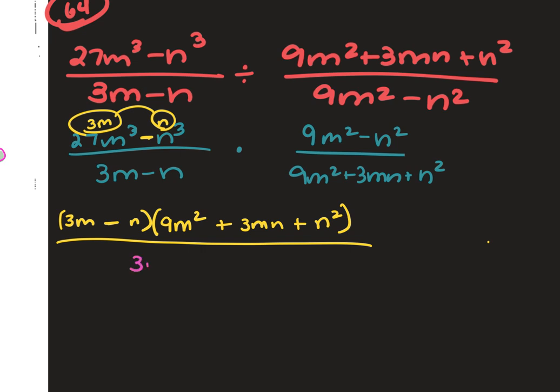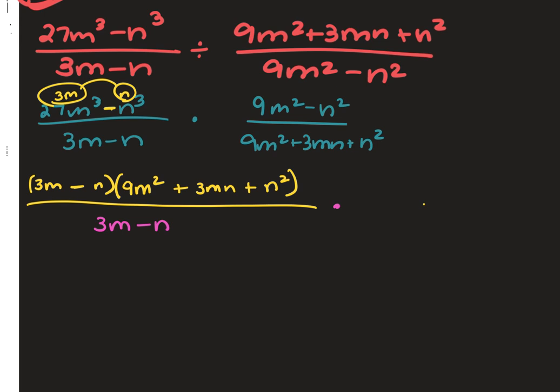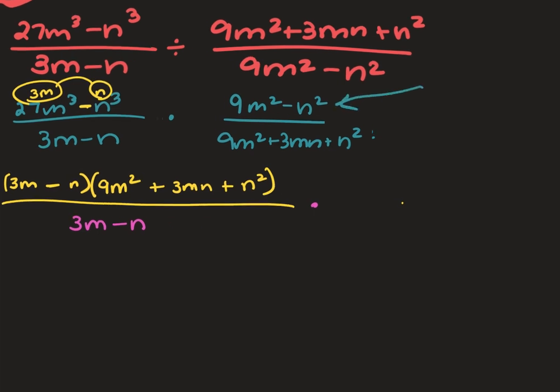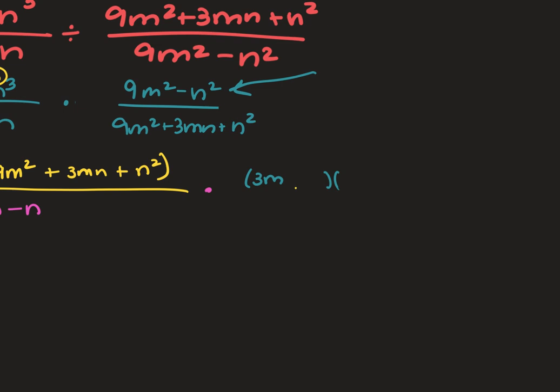Then the bottom stays the same, 3m minus n, times the top right is the difference of 2 squares. So I'd square root the first term, 3m, square root the second term, which is n, and 1 gets a plus and 1 gets a minus. And then the bottom right, we'd have to factor it out.